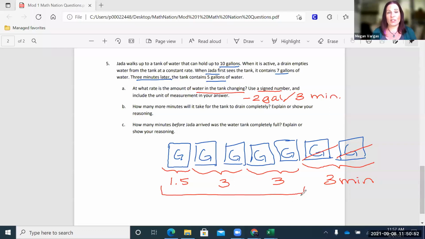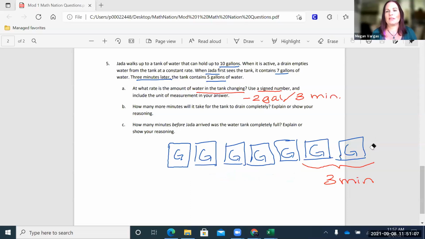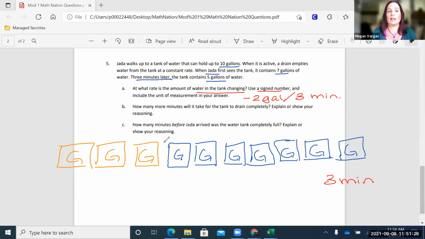And then the last question says, how many minutes before she got there was it full? Okay, well, we've got 7 gallons now, right? And we know that in order for it to be full, we have to add 3 more gallons. 1, 2, 3, right? This is when she got there. I'm going to put Jada right here.